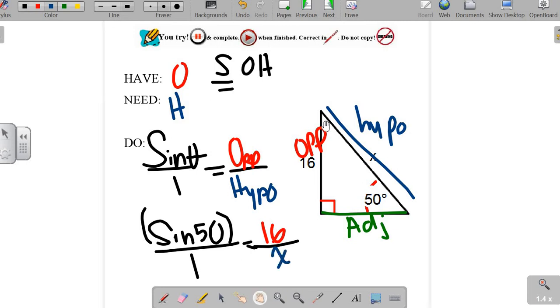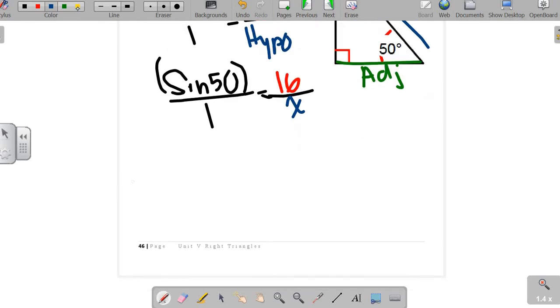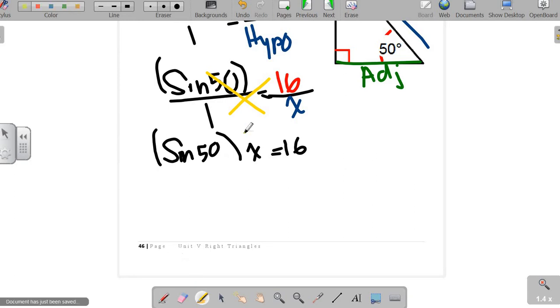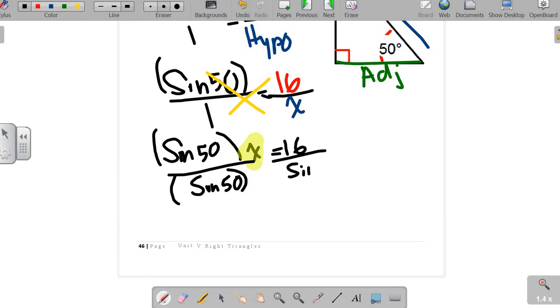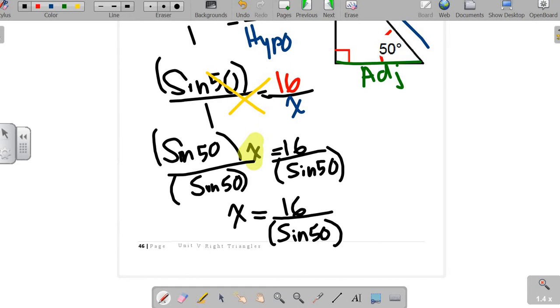Cross multiply. You should have sine of 50 times x equals 16. You're not done yet, obviously, because x is not by itself. We are dividing by sine of 50, not 50, sine of 50. The sine ratio of 50. Okay, so at this point, now that your x is by itself, now you should have gotten your calculator.